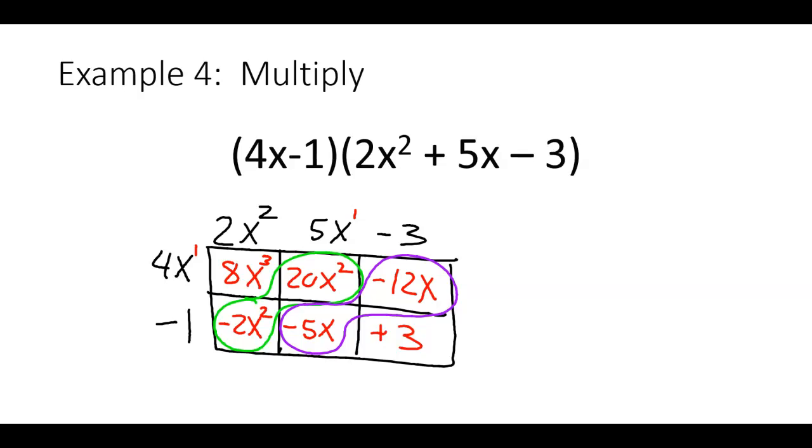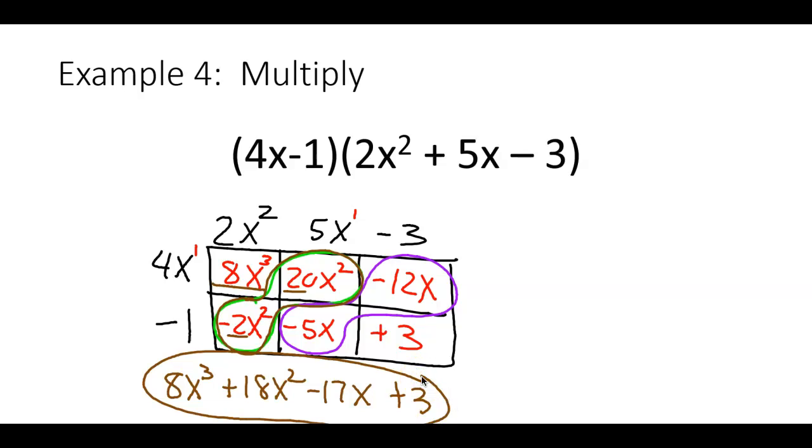So, let's begin here. My highest power is 8x to the third. Now, let's combine these. What is negative 2x squared plus 20x squared? 18x squared. So remember, when you're adding, we're not multiplying now, we're adding. You just combine the coefficients. 20 take away 2 is 18, and you keep the power the same. Let's do the purple. What's negative 5x and negative 12x combined? Negative 7x.